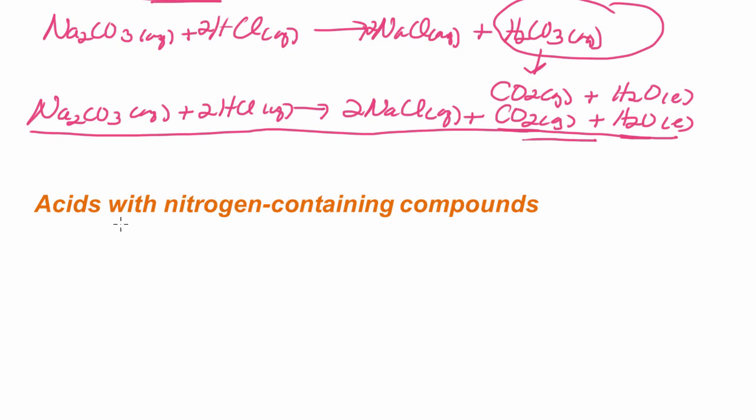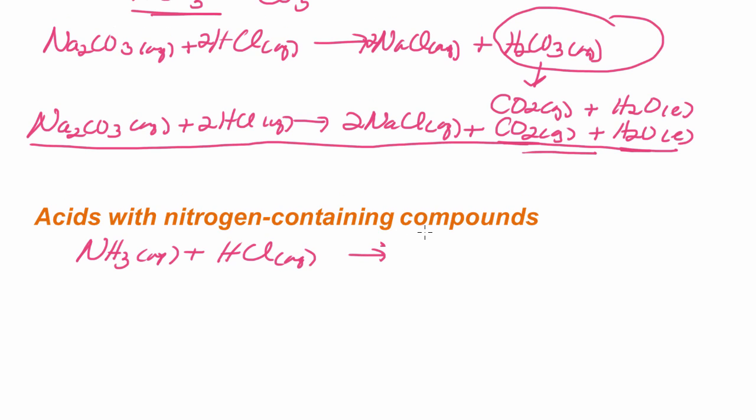You've also seen reactions of acids with ammonia. So we have ammonia plus hydrochloric acid, let's say. And what's going to happen here, the ammonia is going to pick up a proton and it becomes ammonium ion, and then of course we are left with the chloride ion.